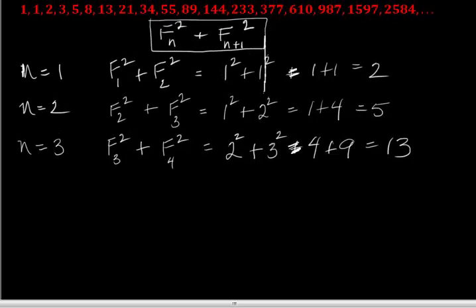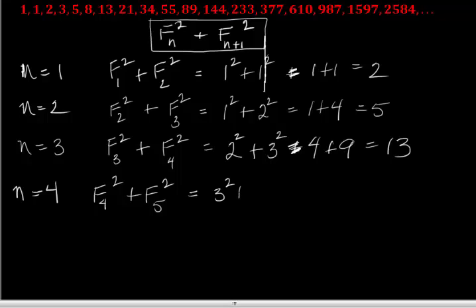All right, so now let's let n be 4. I already see a pattern, don't you? We got 2, 5, 13. Those are Fibonacci numbers, but let's see. Let's do 5 of them. So if n is 4, this expression up in the box is f4 squared plus f5 squared, which is f4 is 3 squared and f5 is 5, so that will be 5 squared. We get 9 plus 25 is equal to 34. It is another Fibonacci number.